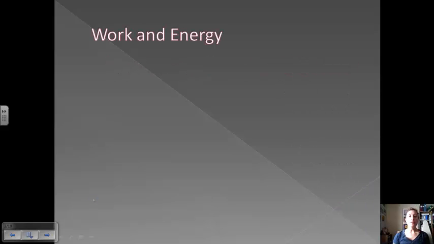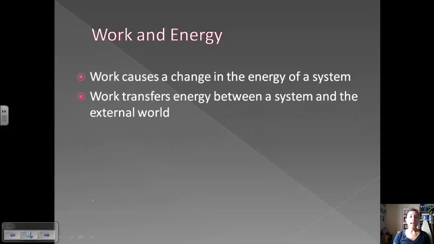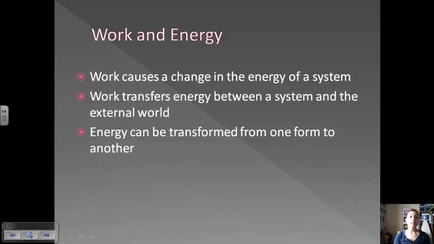So let's just review a little bit about what we learned in the previous chapter concerning the relationship between work and energy. We know that work causes a change in the energy of the system. And we know this from the Work-Energy theorem. And so there's two ways that energy can be transferred. So work can transfer energy between a system and the external world, and it can be either positive or negative. Energy can be transferred from or transformed from one form to another.